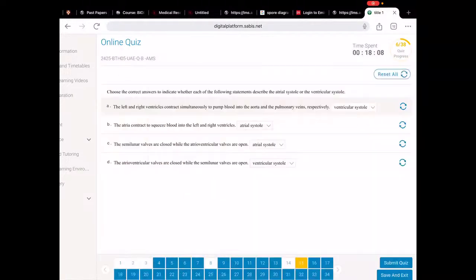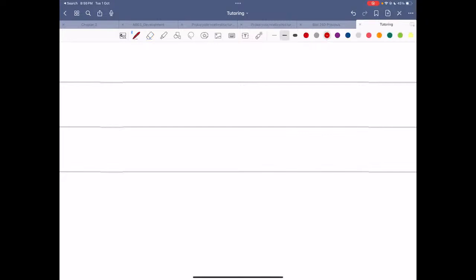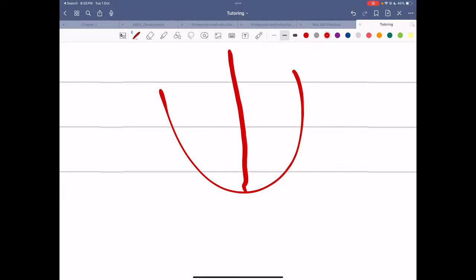Okay, let's go back to number 15. So number 15, let me draw it for you guys. Okay. Say this is our heart. This is the septum. We have a valve here, and then we have another valve here. Okay, so this is not going to be a perfect drawing, but I'm trying my best.